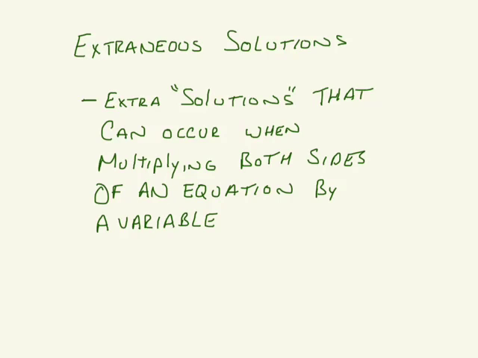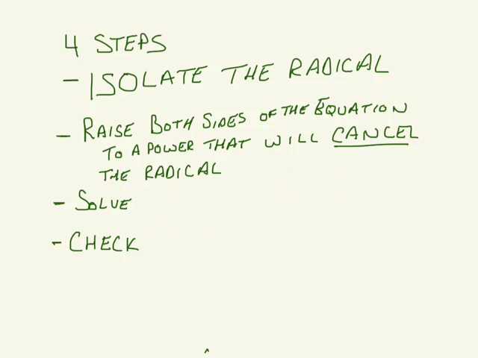extraneous solutions. Extraneous solutions are extra solutions that can occur, especially when you are multiplying both sides of an equation by a variable. If you multiply by a variable, it's possible that you are adding in solutions that aren't really there. So we want to look for our extraneous solutions as we are going through these steps in the checking phase. Okay, so we're going to check everything at the end.